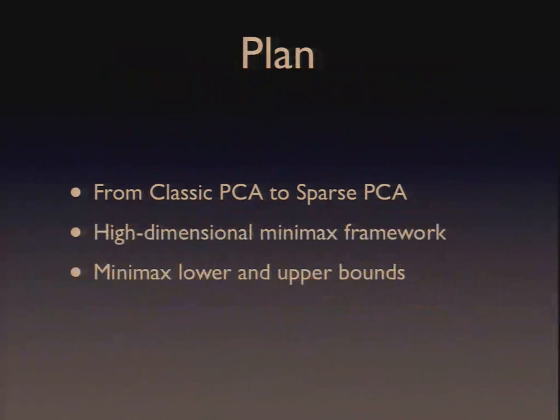All right, so the plan for the rest of the talk involves 3 sections. So in the first section, I'm going to talk about going from classic PCA to sparse PCA. In the second part, I'll talk about what the Minimax framework does and why it's useful to look at Minimax error rates. And then finally, I'll present our results. I'm not going to go into the proofs at all. If you're interested in them, they're in the appendix to the paper.